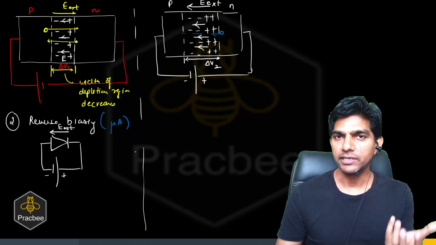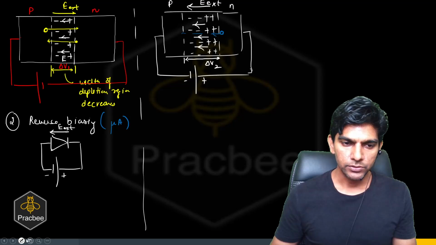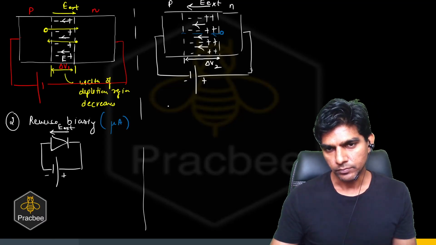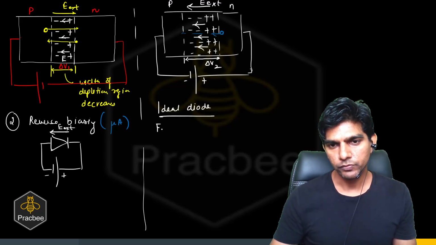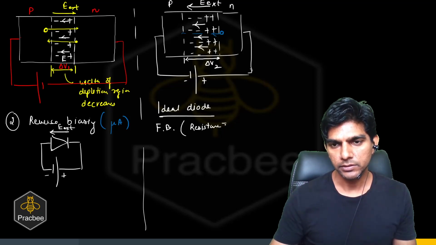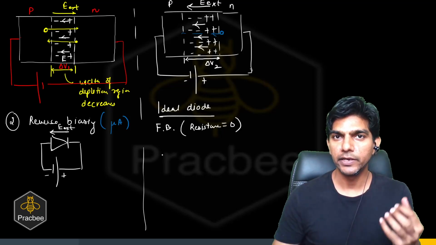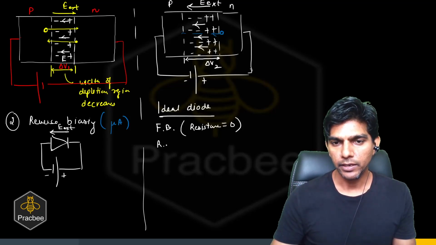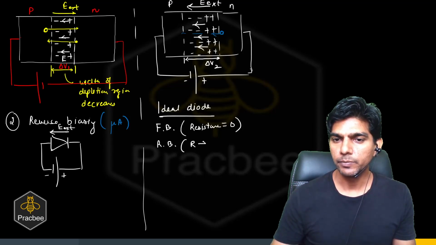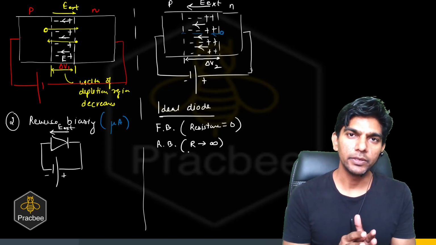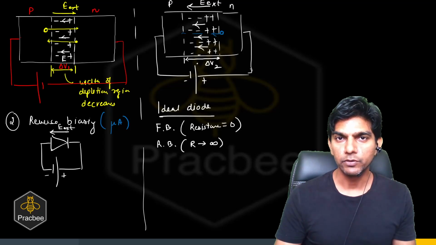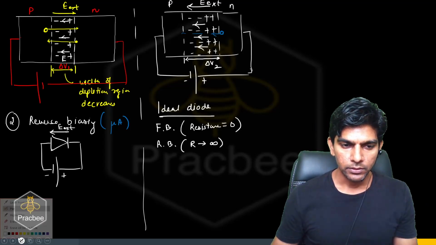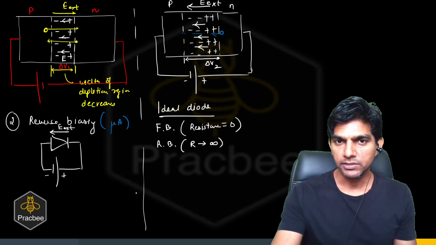Now, let us see the case of an ideal diode. In the case of an ideal diode, in forward biasing the resistance is nearly zero, so we can say the diode is conducting. In reverse biasing, the resistance tends to infinity, or we can say it will be a perfect insulator. There will be no current through the diode. It will behave like an open switch, right? So I hope this concept is clear.